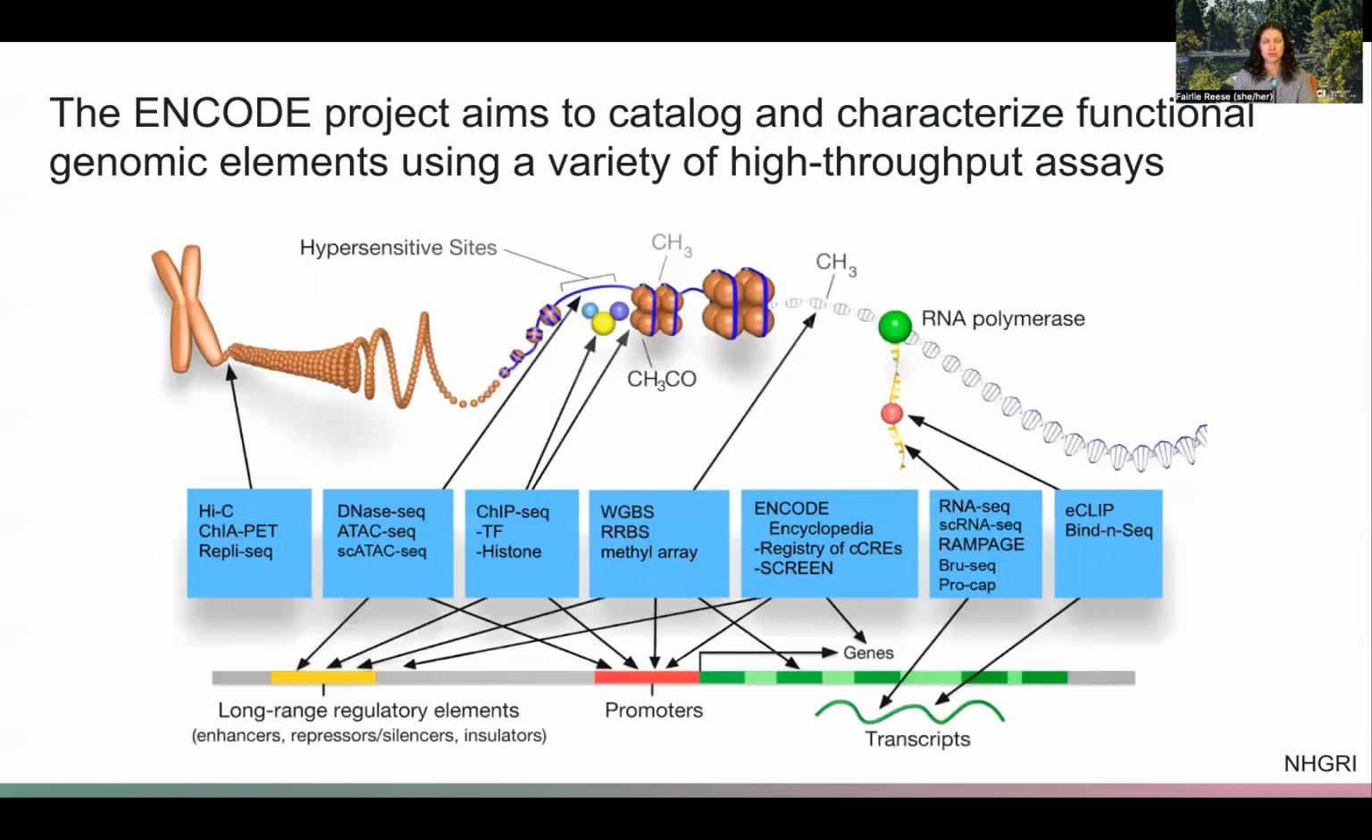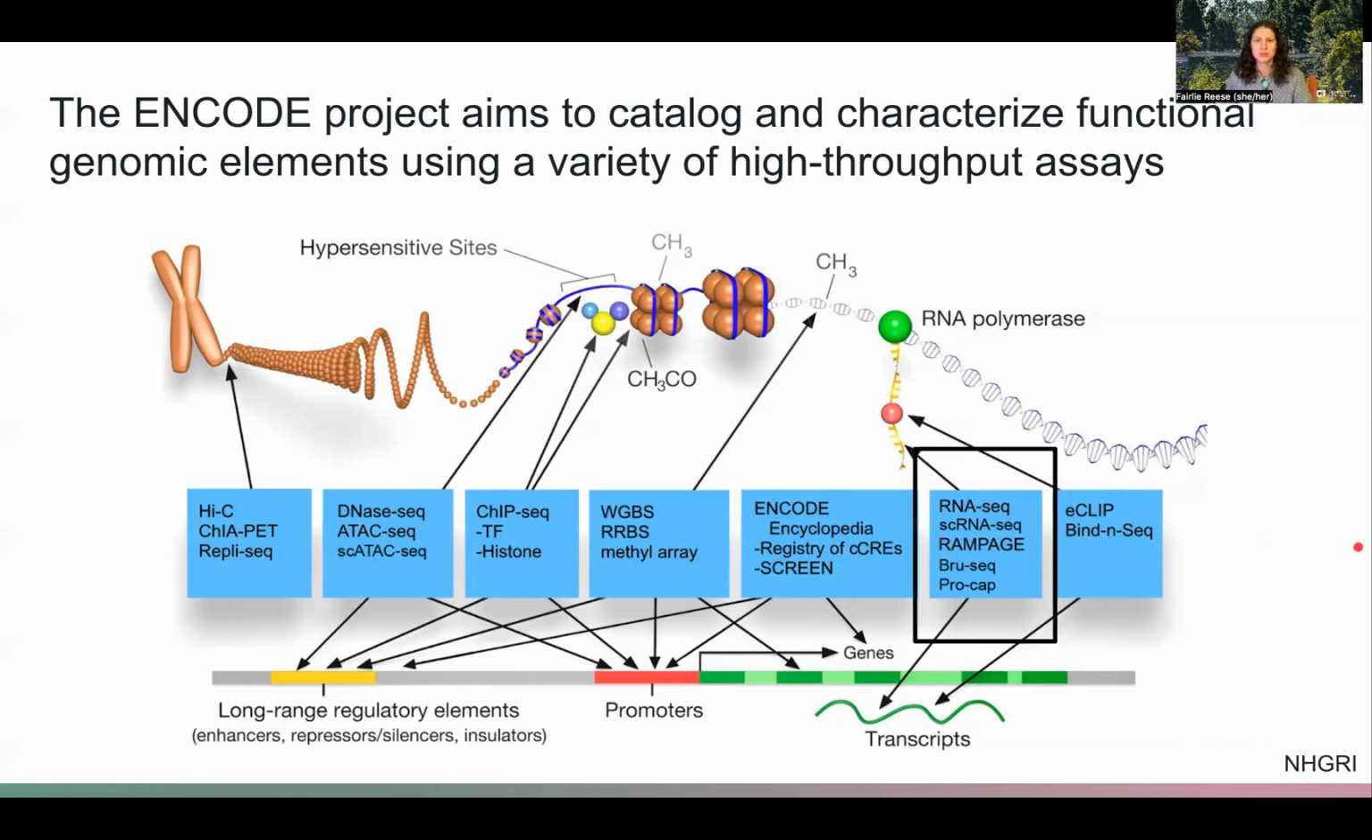My lab is a part of the ENCODE consortium. ENCODE, or the Encyclopedia of DNA Elements, aims to characterize and catalog all of the functional elements in the human genome using a variety of high-throughput, typically sequencing-based assays. They perform these assays to profile things such as chromatin conformation, chromatin accessibility, transcription factor and histone ChIP-seq binding on the genome, but also the functional output of the human genome in terms of transcription.